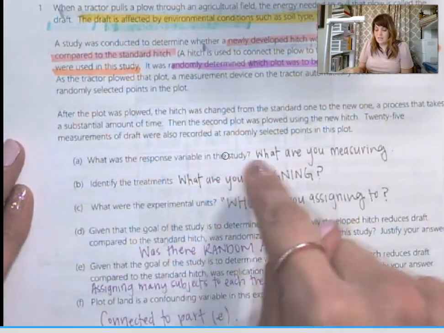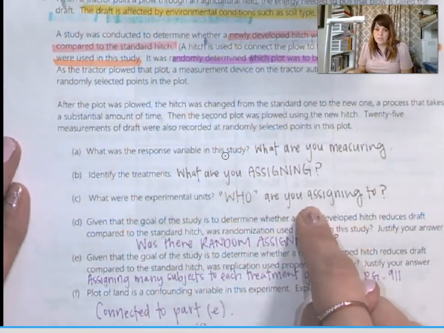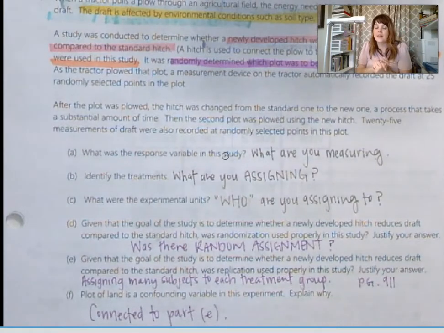So B is what are the treatments. C is what are the experimental units. So who are you assigning to? And I say that in quotation marks because it's not a person in this problem. You're not assigning anything to a person. So you could say who or what are you going to assign your treatments to? Just to give you a little bit of guidance, there are 2 treatments. There are only 2 treatments. You have to figure out what you're going to assign those treatments to.